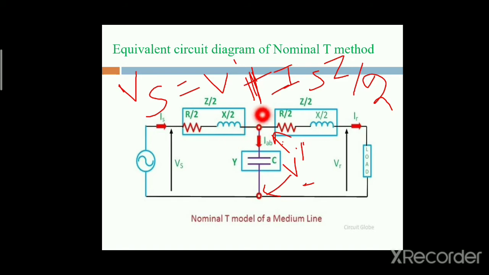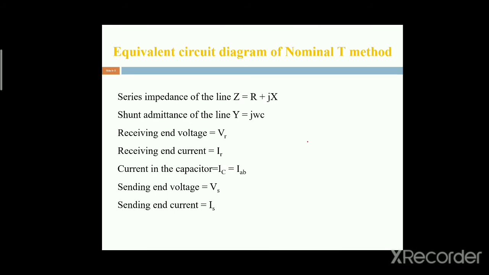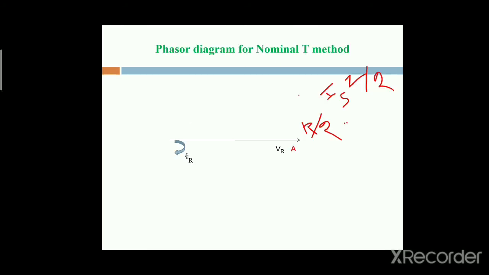Next, apply KCL at this junction point or node point, then Is is equal to IAB plus IR. IAB is equal to IC. Therefore, Is is equal to IC plus IR. Okay, this is the equivalent circuit diagram for the nominal T method, and this is the phasor diagram for the nominal T method.